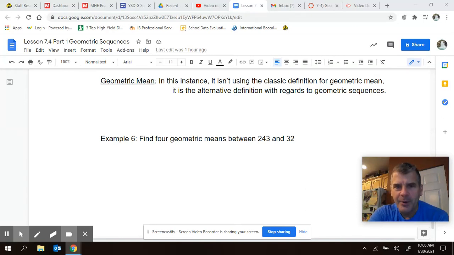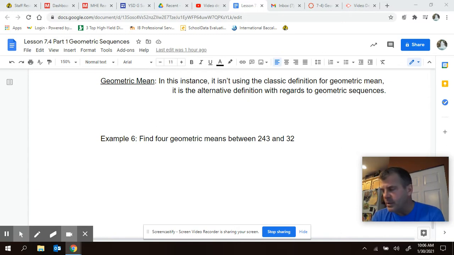Hey, last video for section 7.4 part 1. Know that part 2 is coming up. All right, so anyway, we're dealing with geometric mean, not in its classic sense here, not from your geometry experience. In geometry, the geometric mean was you take two numbers, multiply them together, and take the square root. In this case, they're saying geometric means between two numbers in our sequence, and they give us clues to be able to use that to figure it out.